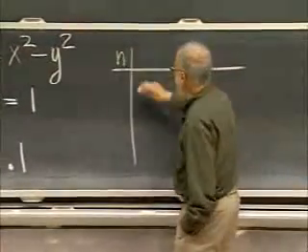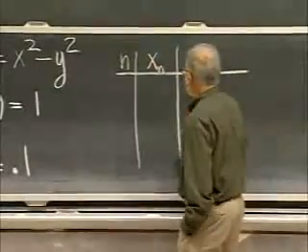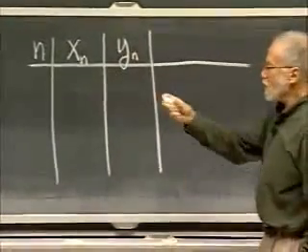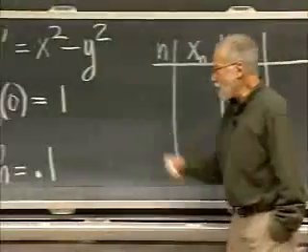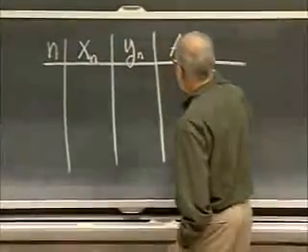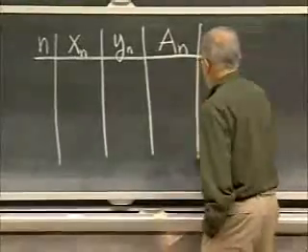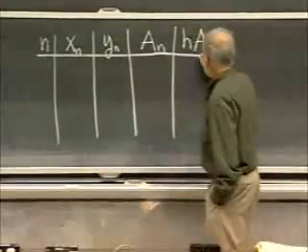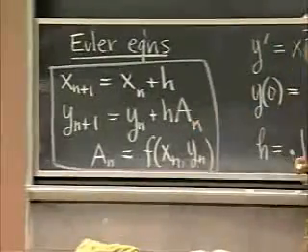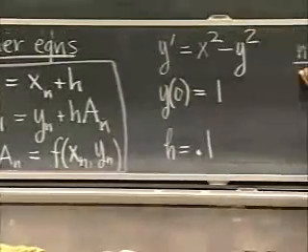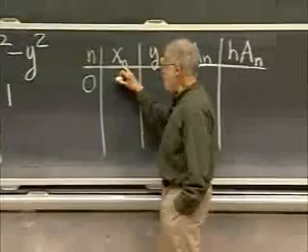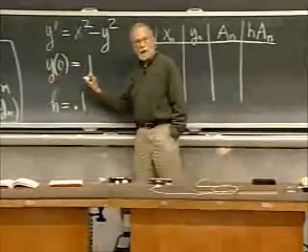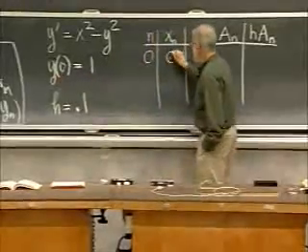So first, the value of n, then the value of xn, then the value of yn, and then a couple of more columns which tell you how to do the calculation. You're going to need the value of the slope, and it's probably a good idea also, because otherwise you'll forget it, to put in h times an, because that occurs in the formula. All right, let's start doing it. Well, the first value of n is 0. That's the starting point. At the starting point, x0, y0, x has the value 0, and y has the value 1. So 0 and 1.